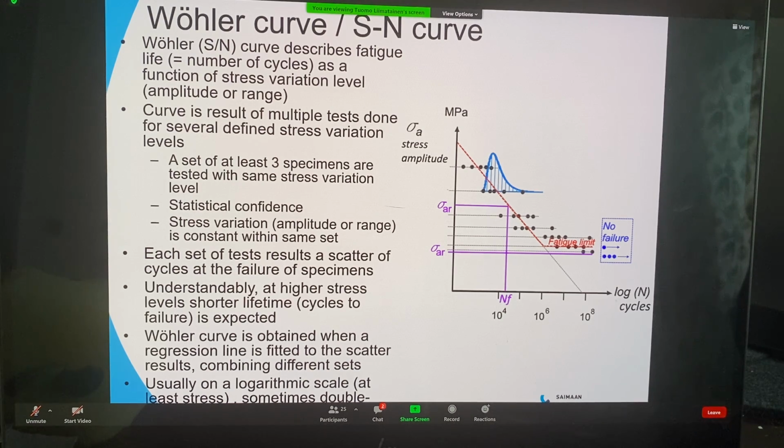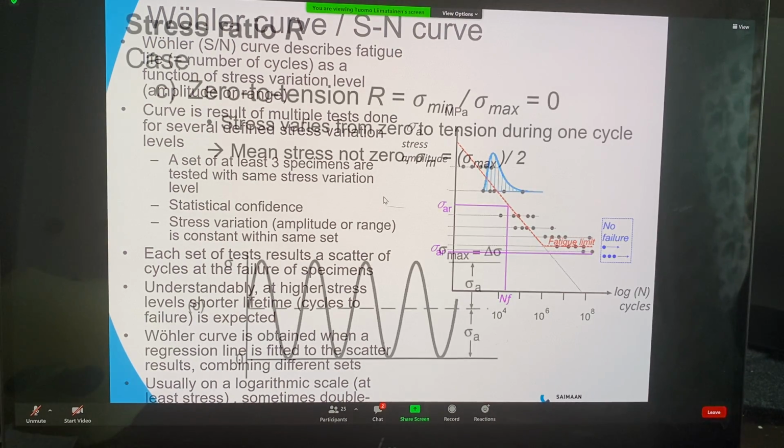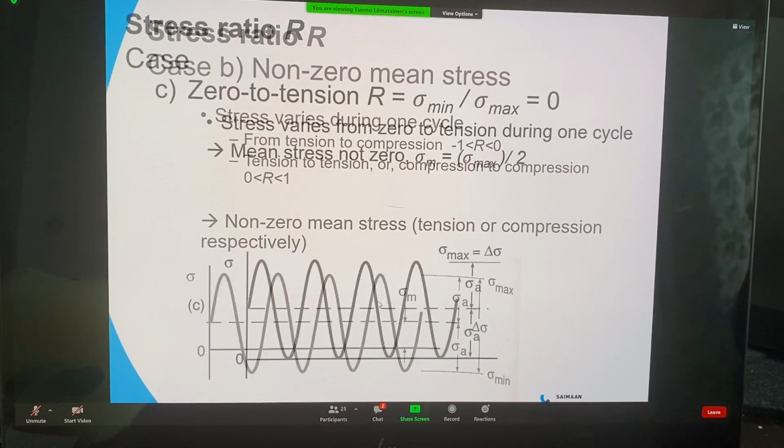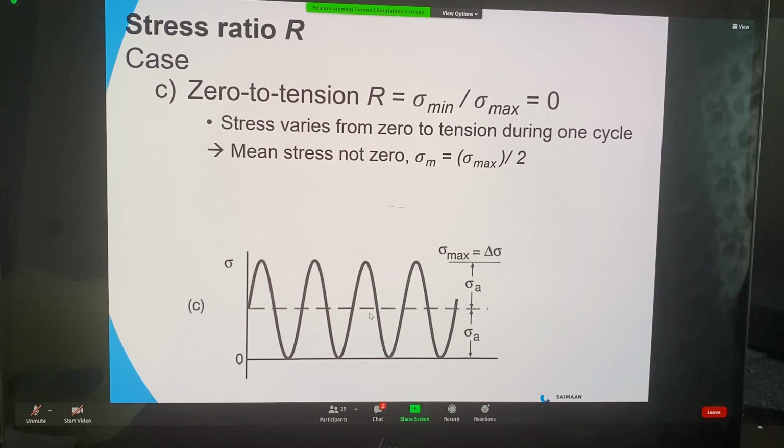Because I think that most of you, at least the students from Lappeenranta, it's probably the first time you ever encounter this. So let's go a bit into what is behind the Wöhler curve. The Wöhler curve is an empirical curve that describes the fatigue life, meaning the number of cycles, number of variations, as a function of the stress variation level, which is then the amplitude or range. So if we look at this previous picture, it defines how many cycles with a given stress variation the component can last until it breaks.